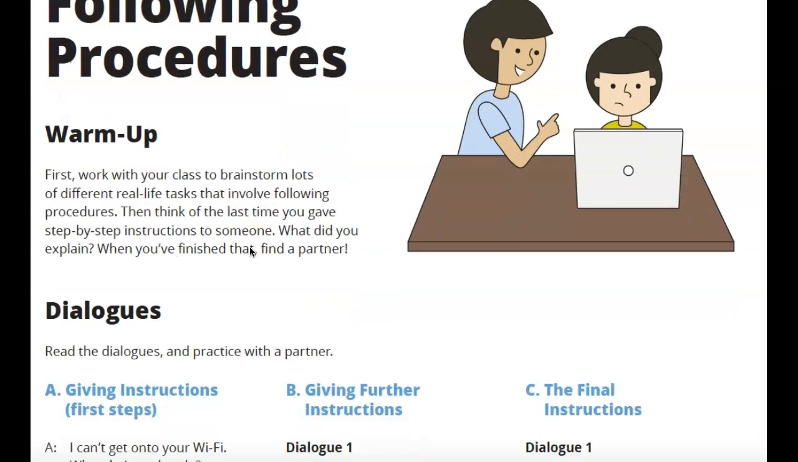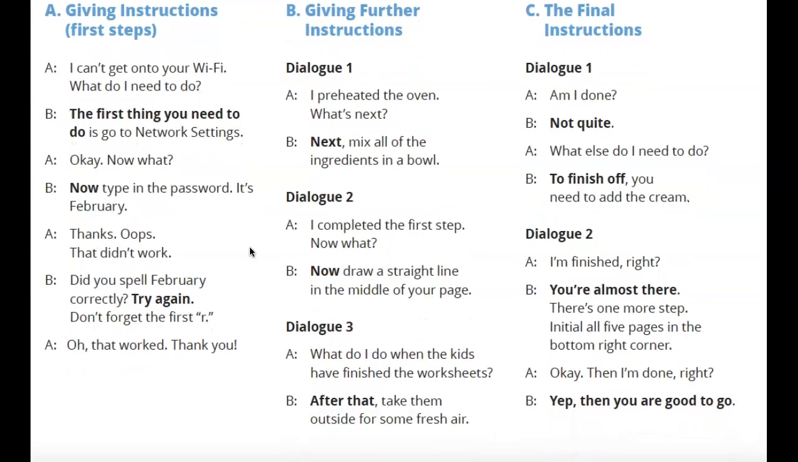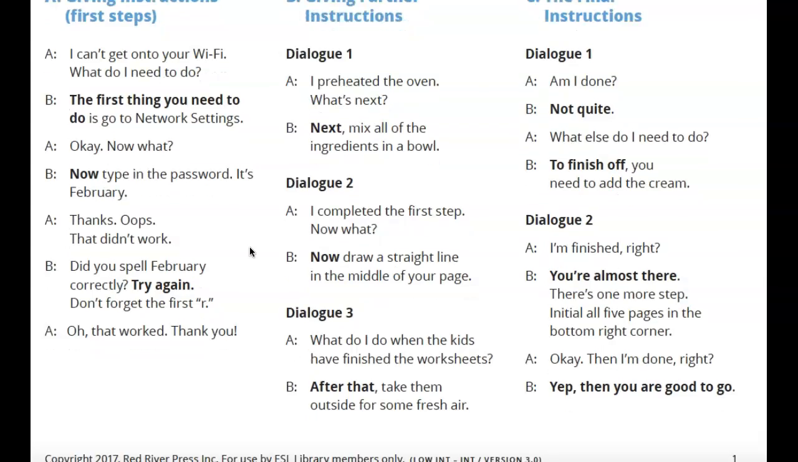We're not going to worry about the warm-up. If you want to practice a little dialogue, go right ahead with your friends. One of them will be person A, the other person B. Get used to seeing these things, such as in the first one, it talks about the first thing you need to do is to go to network settings. Person B is going to teach person A how to follow and get onto Wi-Fi. So you're going to look at those words. Practice those for a little bit.